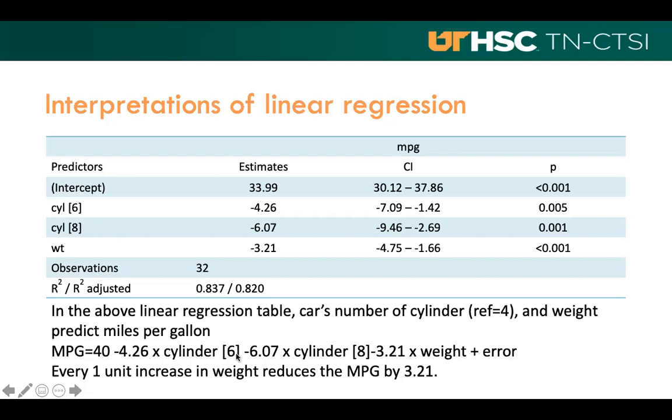Instead of 6 cylinders, if the car actually has 8 cylinders, we make this 0 and this one 1. So it would be 34 minus 4.26 times 0 minus 6.07 times 1 minus 3.21 times the weight of the car plus the residual. Usually we leave out the residual, so we have a predicted value of the miles per gallon for that given car.